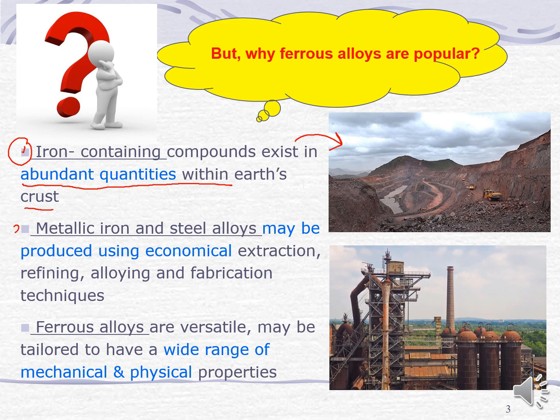And the second reason is metallic iron and steel alloys may be produced using economical extraction, refining, alloying, and fabrication techniques. Here you can see the steel extraction plant. And the third reason is because ferrous alloys are versatile. They may be tailored to have a wide range of mechanical and physical properties.